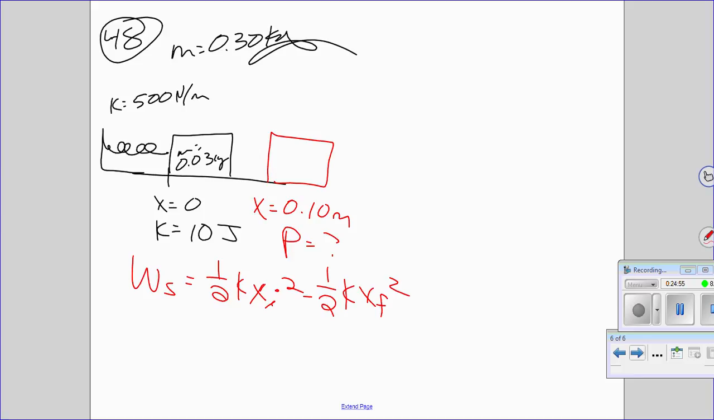All right, so my initial position is 0. So I'm going to get 0 minus 1/2 of K, which is 500 newtons per meter, times 0.1 meters, don't forget to square it. So you're going to get half of 5, which is 2.5. Negative 2.5 joules.